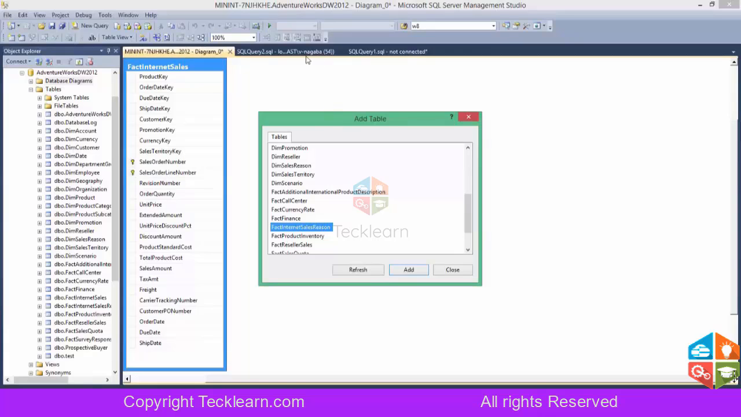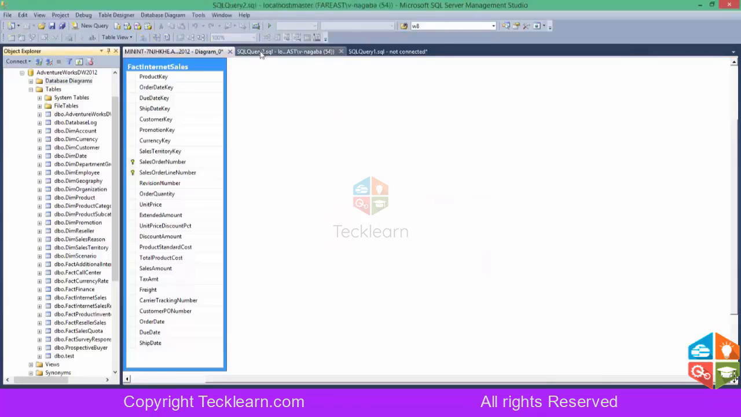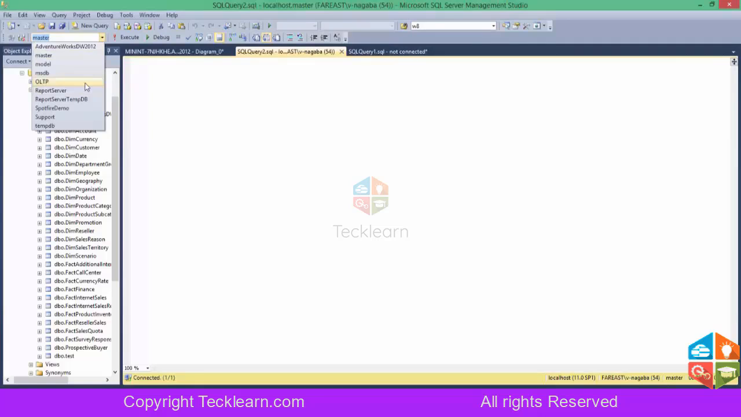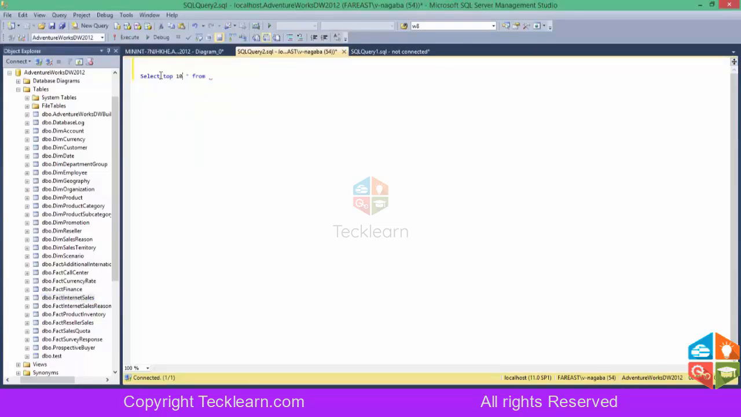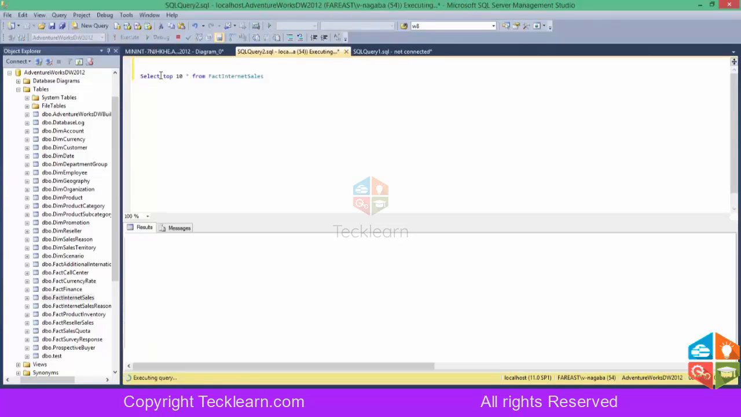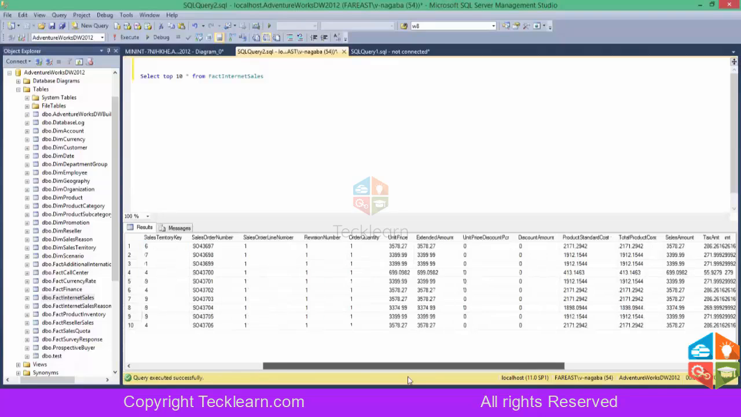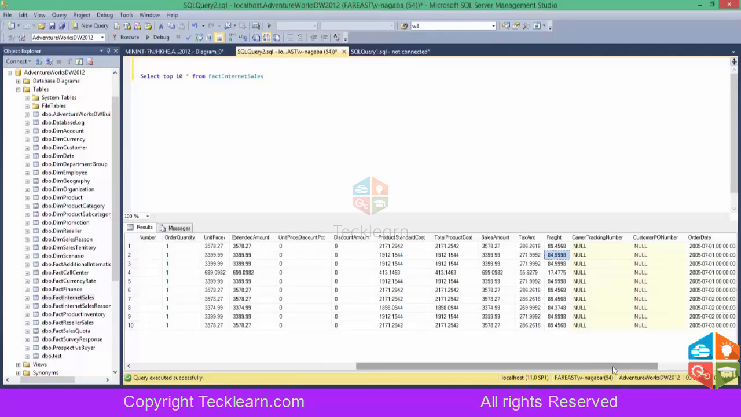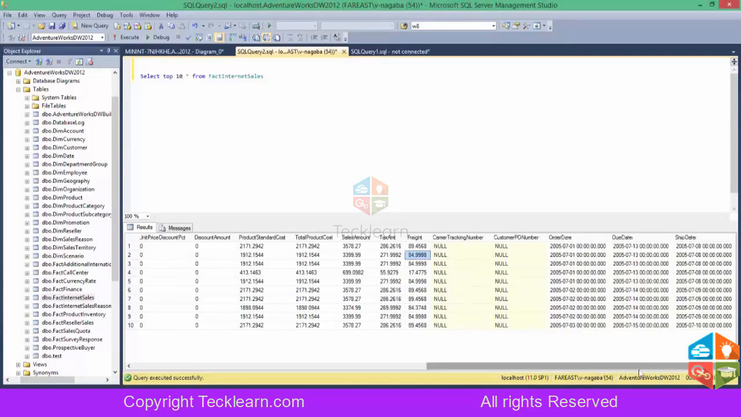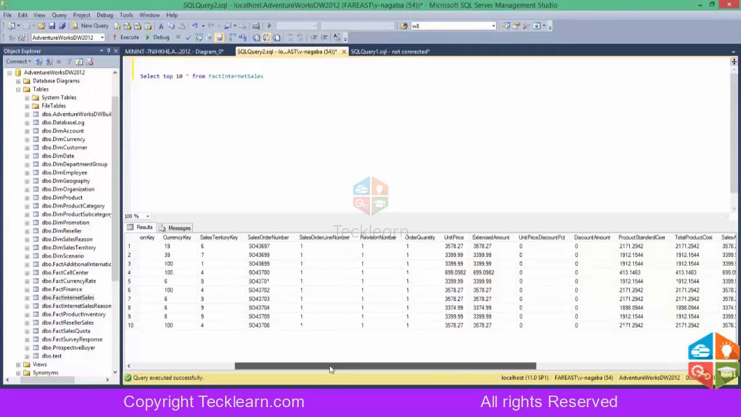In this fact, what is recorded? Unit price, amount, standard price, total cost, sale, how much amount the end user has paid, how much of it is tax, how much is freight charges, courier and logistic charges, and then the date information, the timeline information. So this is my typical fact.